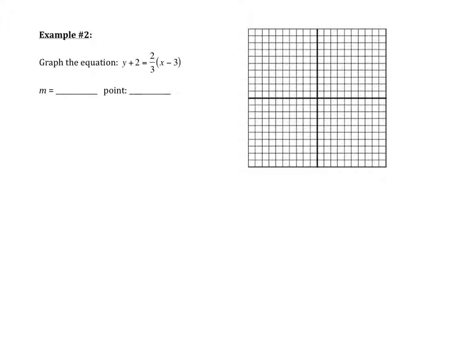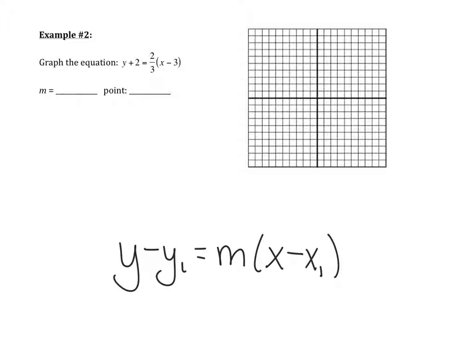Example number 2, graph the equation y plus 2 equals 2/3 times x minus 3. So from the get-go, I can see that this equation I was given is in point slope form because I have parentheses. That's kind of your first clue that this is in point slope form. Notice that the y is not by itself and I have parentheses in my equation, just like I do in the standard form of point slope form. I always have parentheses. So that's a rule of thumb that you can use in order to figure out that you're given equations in point slope form and not in a certain other kind of form.